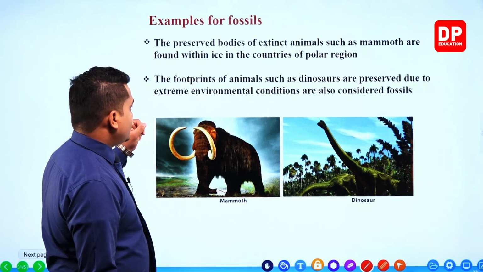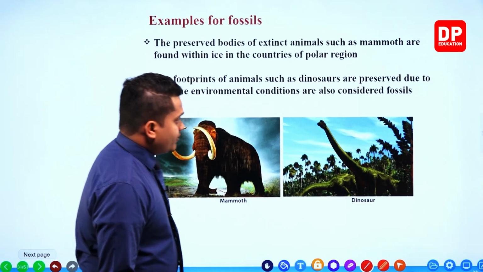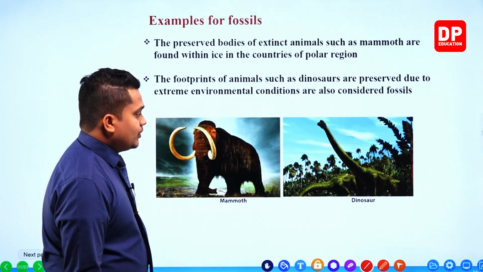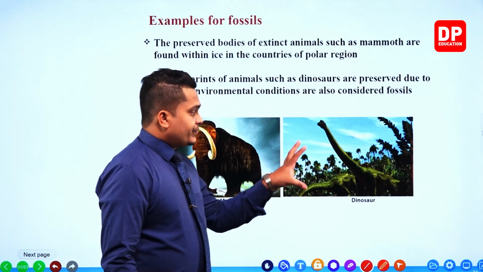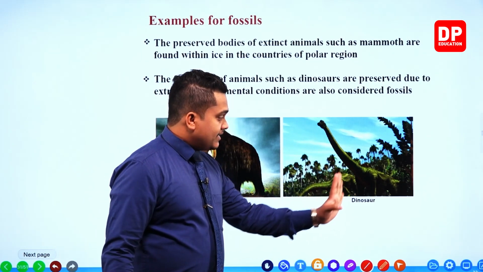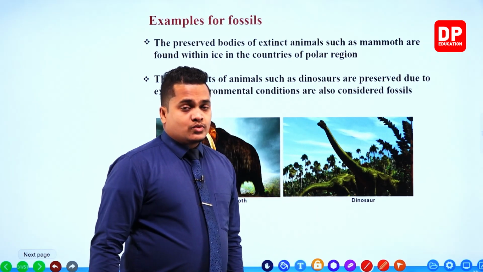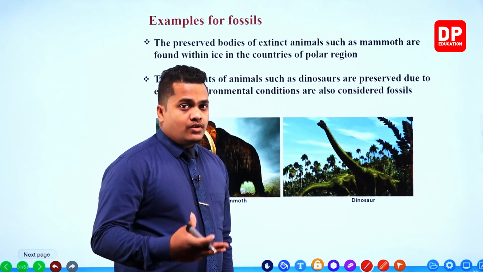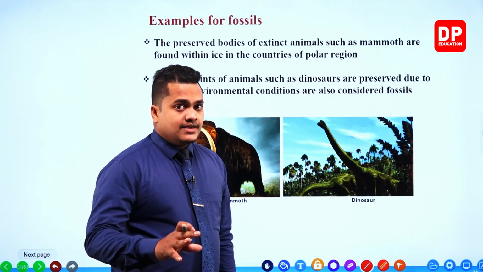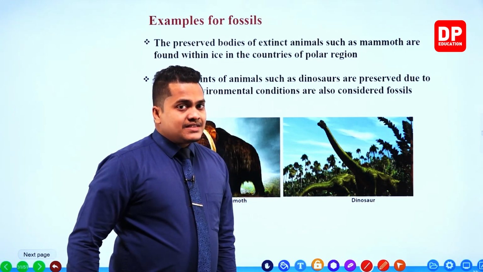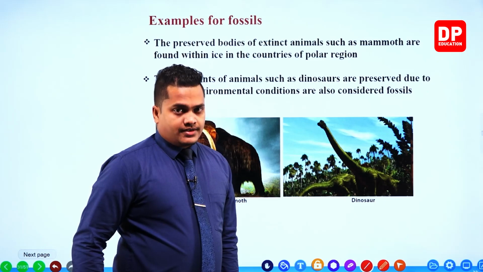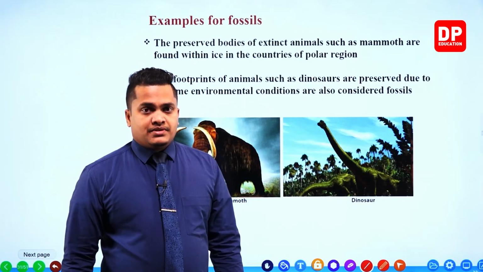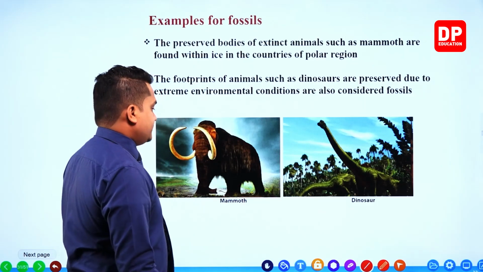So the next one, like I said, the footprints of animals such as dinosaurs that are preserved due to extreme environmental conditions are considered as fossils. So these are the dinosaurs. Their body structures, as you can see, are way larger than the normal organisms living right now. So when they walk, their footprints may be stored on different rocks or any other places, and these may get preserved over time. So these preserved footprints of these organisms can be considered as fossils. So these are the examples of fossils, my dear children.